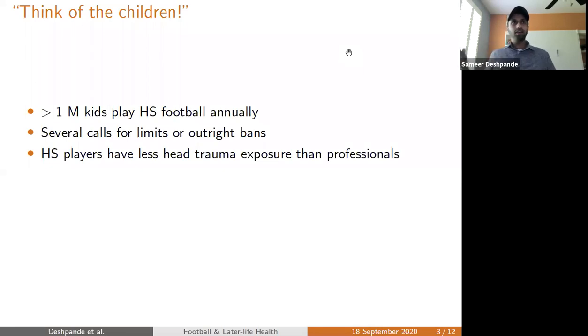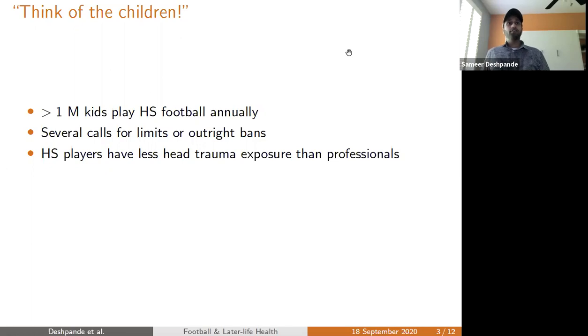On one side, you'll have people who say that high school football is totally safe. They might say that on average, high school players typically have less head trauma than professionals, a consequence of them playing less football overall. So maybe because they have less exposure to head injuries, they're not at as high a risk of suffering really serious cognitive and mental decline.